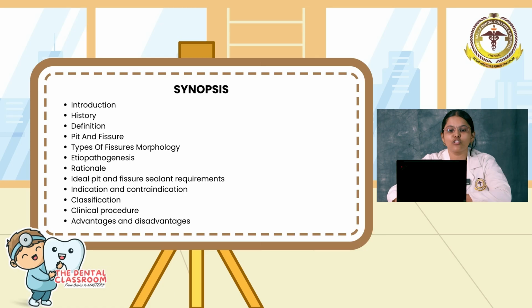I am Dr. Madhumitha, Pediatric Dentist. The topic we are going to discuss today is one of the effective preventive strategies of dental caries, that is pit and fissure sealant. The synopsis we are going to discuss today is the history, definition, pit and fissure, type of fissure morphology, etiopathogenesis, rationale behind placing the sealants, ideal pit and fissure sealant requirements, indication and contraindication, classification, clinical procedure, advantages and disadvantages of pit and fissure sealants.